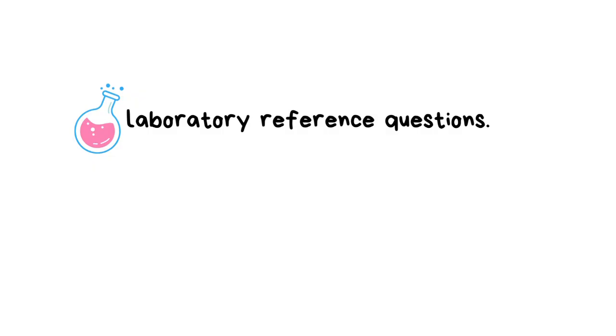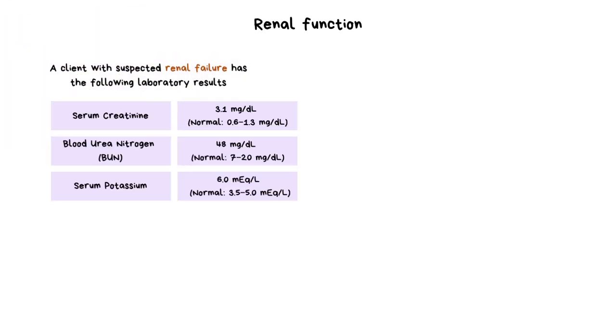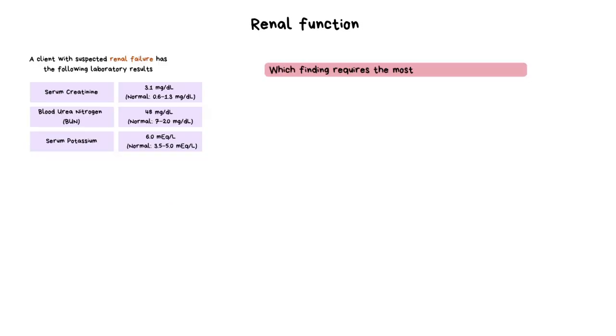These questions test your ability to spot the most urgent value among multiple abnormal labs. Let's begin with renal function. A client with suspected renal failure has the following labs: serum creatinine 3.1 mg per deciliter, blood urea nitrogen 48 mg per deciliter, serum potassium 6.0 milliequivalents per liter. Which finding requires the most immediate intervention?